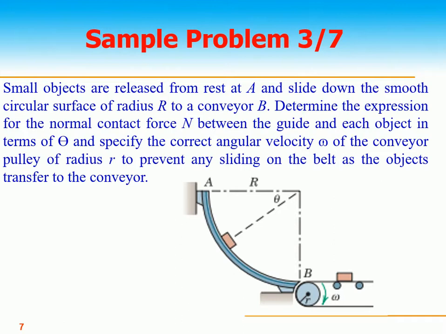between the guide and each object in terms of theta, and specify the correct angular velocity omega of the conveyor pulley, of radius r, to prevent any sliding on the belt as the object is transferred to the conveyor. So we are releasing the objects from point A. They are moving, of course, along the curved surface, and then there is a motor which is running the conveyor belt. We need an angular velocity such that the object is in contact with the conveyor.